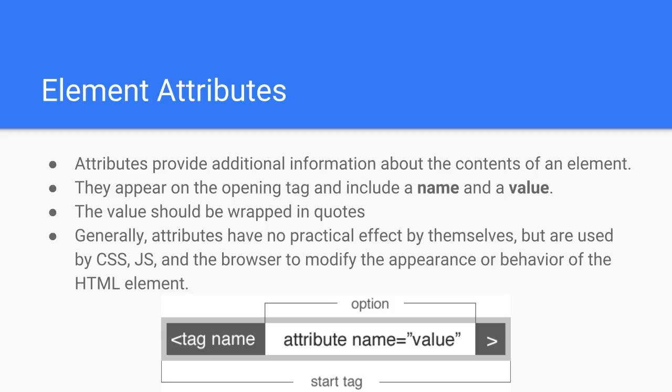So typically the attribute name here is specific. There are certain attributes that we can use. But the value typically is whatever you want it to be. Questions? Make sense? Okay, we'll show some examples. It'll kind of make sense once we get into CSS as well.